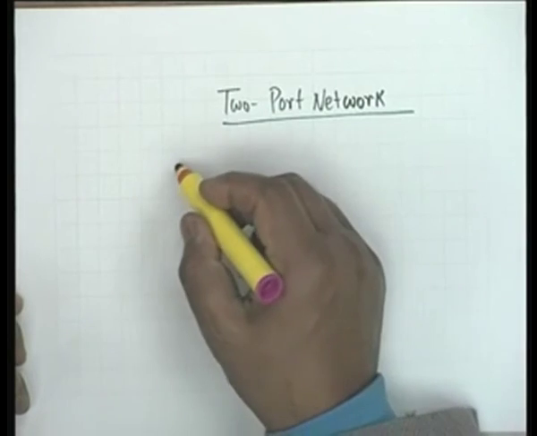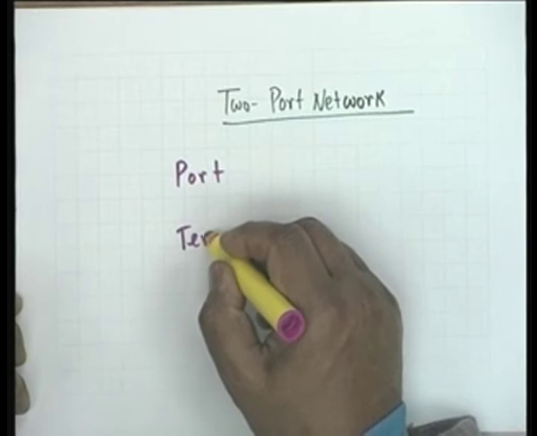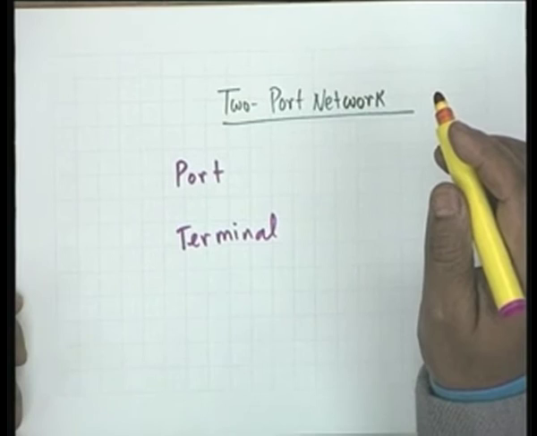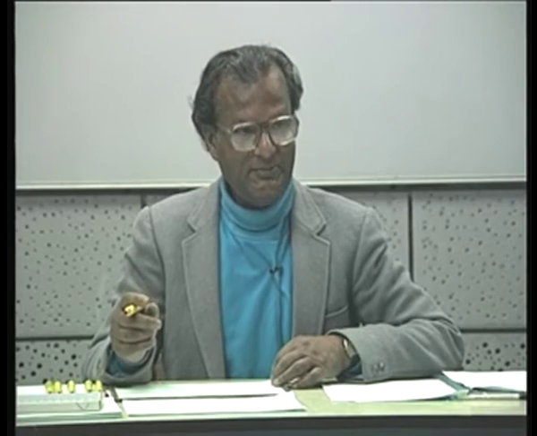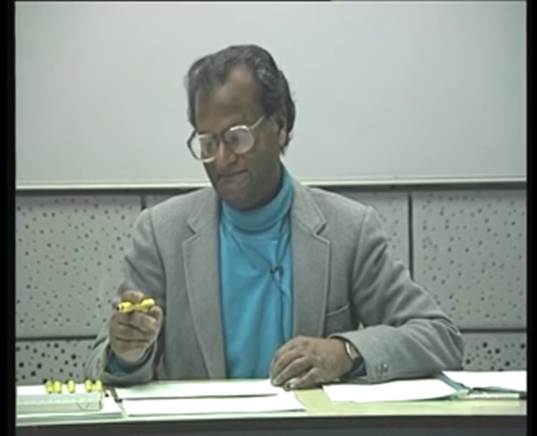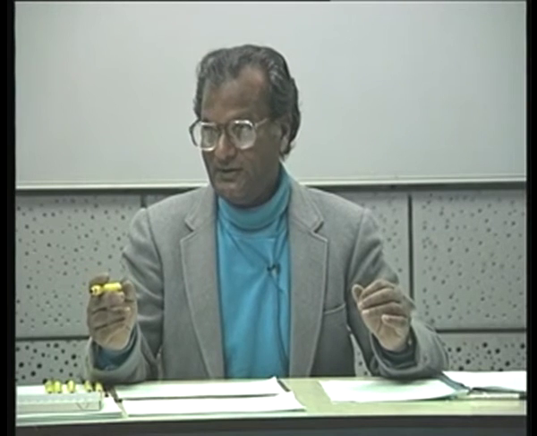As I have already introduced to you the terms port and terminal. Would someone tell me what is a port? A port is a combination of two terminals. That's all. From there we can input power or we can take it out. Suppose a network is given in which sources are already connected and your reception points are also known. The output points are also known. Now, how do you recognize the ports?